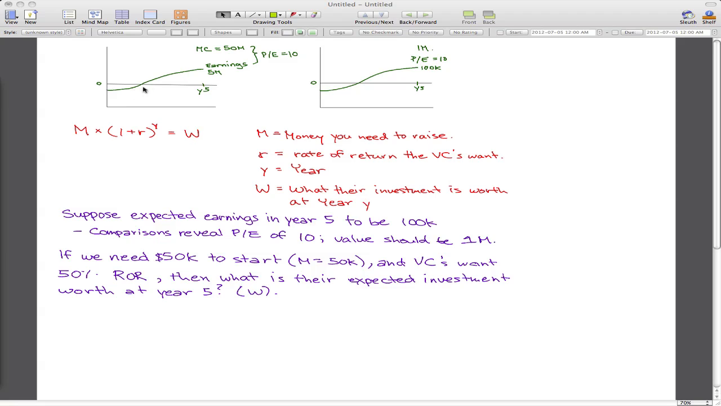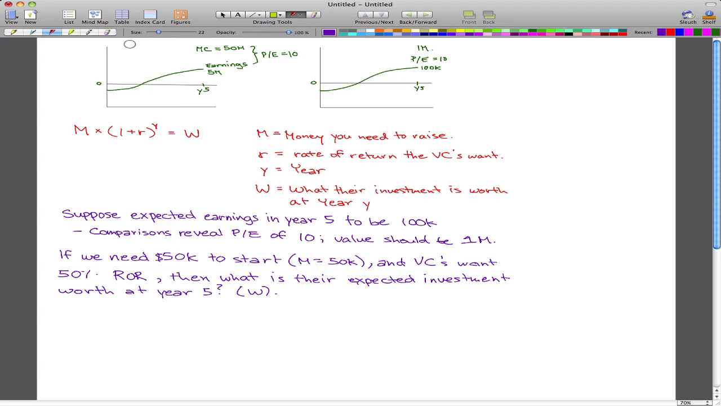What we find is that in year five, this would be our public company over here, and this is our company. Their earnings are $5 million in year five. But what the market, that is the general public, valued that company with earnings of 5 million at is 50 million. So the price to earnings ratio is actually 10.